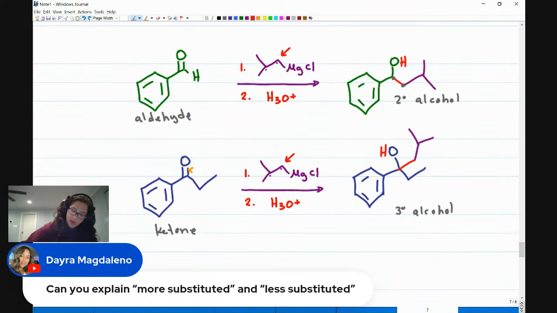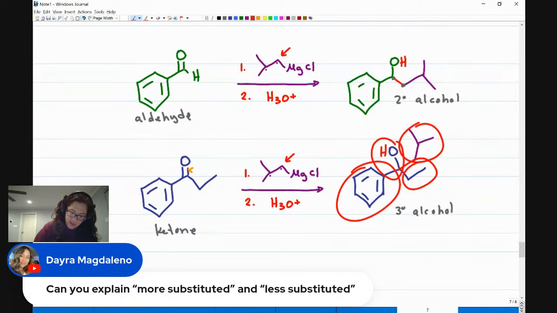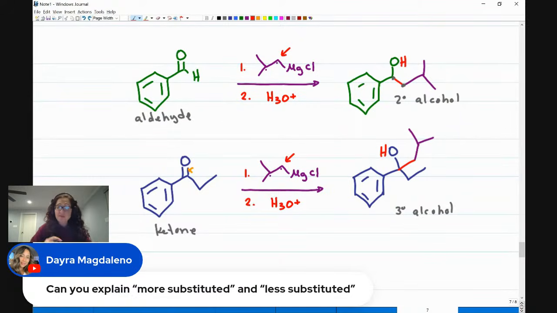So if we then look at the resulting alcohol, the alcohol has 2 R groups attached to it because it got an extra one. This alcohol has 1, 2, 3 R groups attached to it because the ketone had more R groups to begin with, and so does the product.